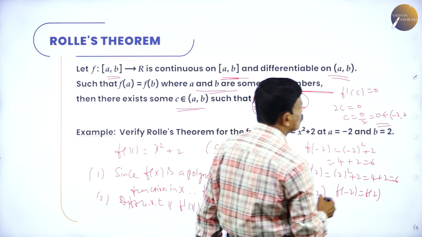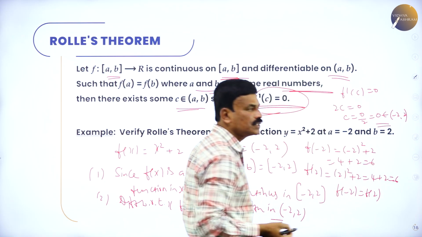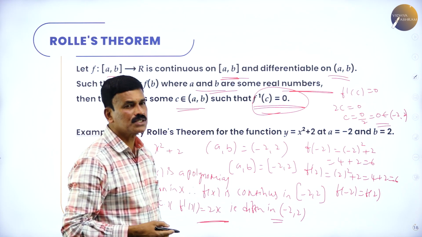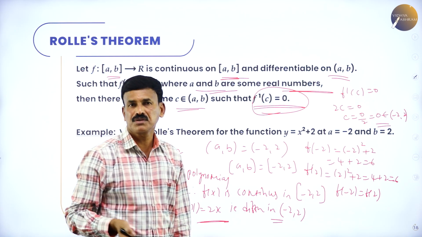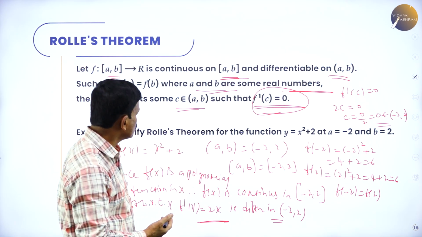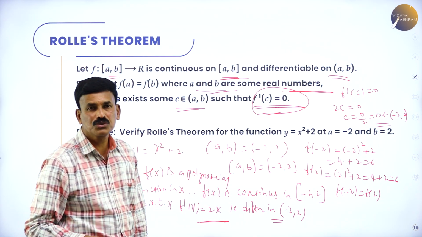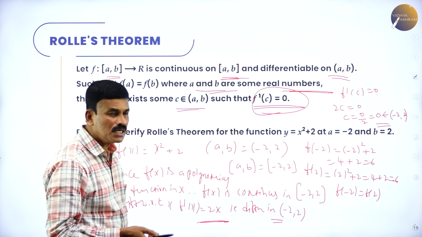That's it. So c is 0, which belongs to minus 2 comma 2, thus Rolle's theorem is verified. If you do this much, definitely you will get 3 marks. Now move on to a similar type of problem.